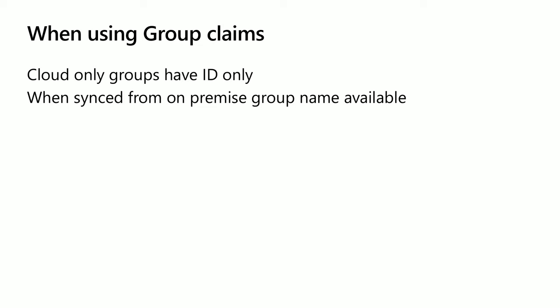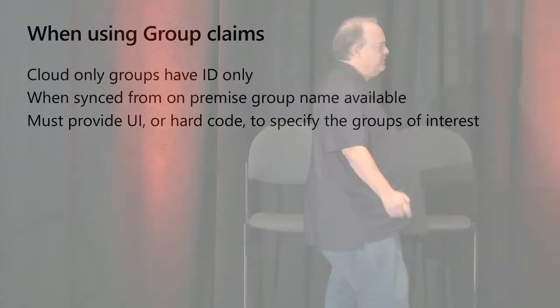I will point out some limitations when using groups. First off, if it's a cloud-only group, it'll only have the ID. If it is synced from on-premise, it'll have the name. That means you have to figure out for your application an interface and create a UI for, hey, it's a cloud group and all I have is an ID. So you have to build like a picker so they have access to the names because nobody knows what the IDs are. And you have to provide that UI yourself.